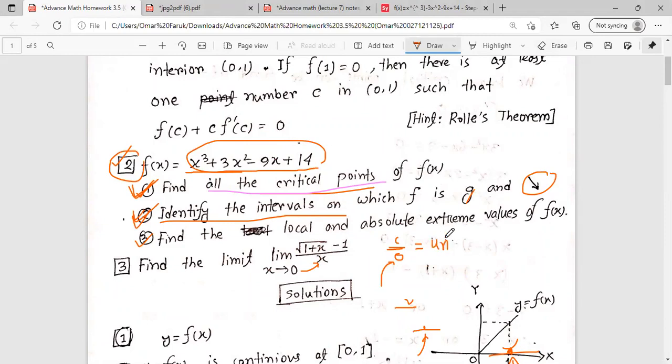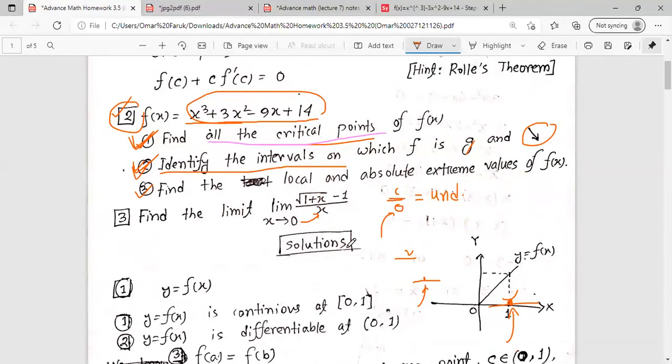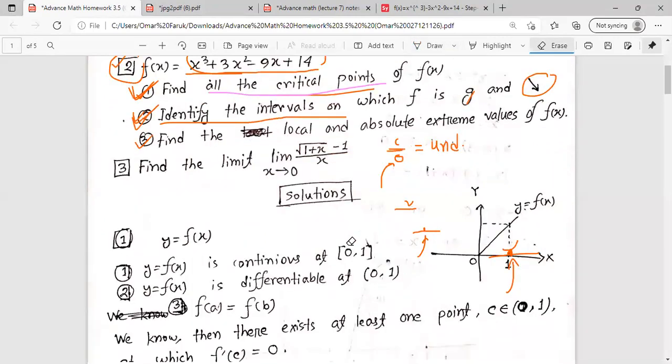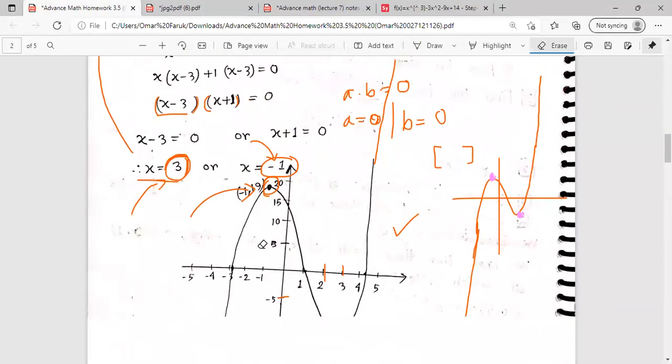So here we just use L'Hopital's rule to find the limit. L'Hopital's rule is very simple. You just find the derivative of the numerator and also find the derivative of the denominator. So firstly, find the derivative of this and then find the derivative of this. Let's see the solution.